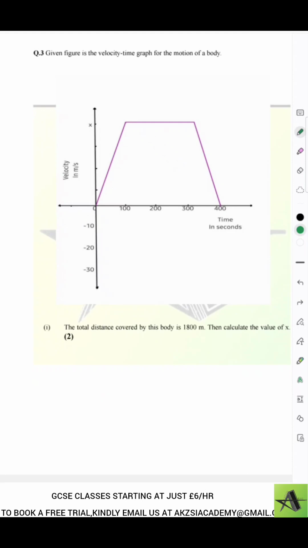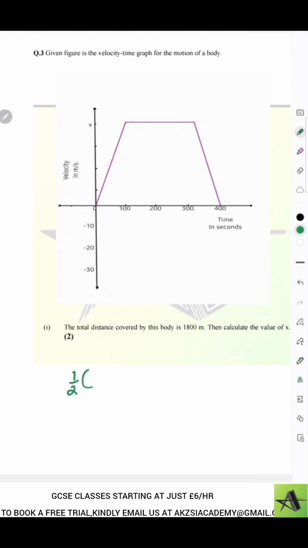Given figure is a velocity time graph for the motion of a body. The total distance covered by this body is 1800 meters. Then calculate the value of x. So here it's x. This is a trapezium. We just have to calculate the area of this trapezium, and that's equal to 1800, because in a velocity time graph, the area under the curve will give you the distance.